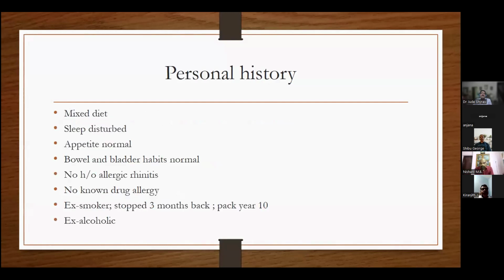Personal history: mixed diet, sleep was disturbed, appetite normal, bowel and bladder habits normal, no history of allergic rhinitis, no non-drug allergy. He was an ex-smoker, stopped 3 months back, pack years was 10, and he was an ex-alcoholic also. See, actually, history of nasal allergy you should have brought up along with past history, not here. That's not a personal, that's past history. Even your drug history is past history of illness, not here.